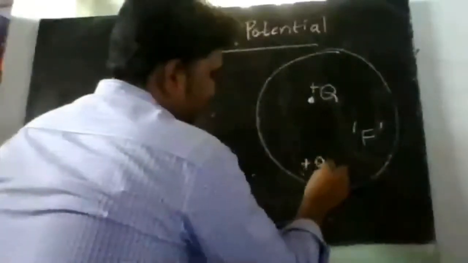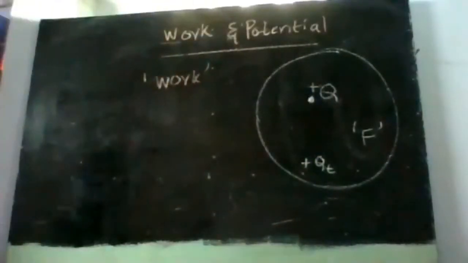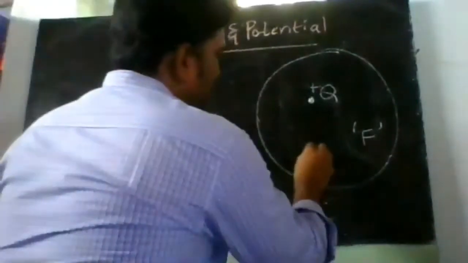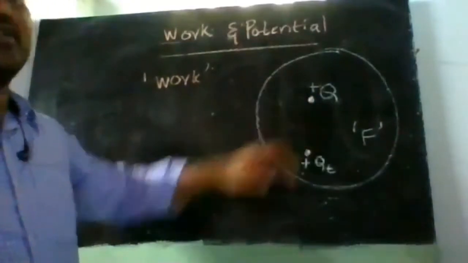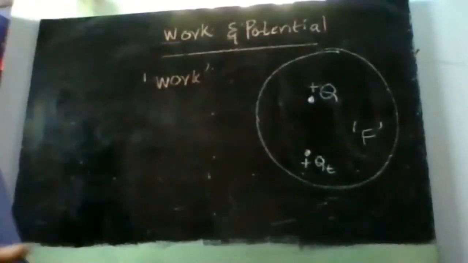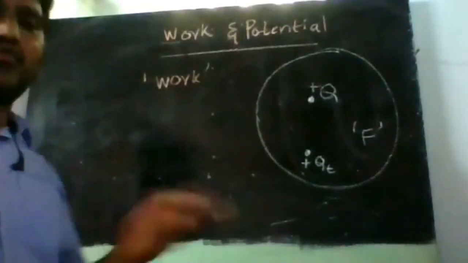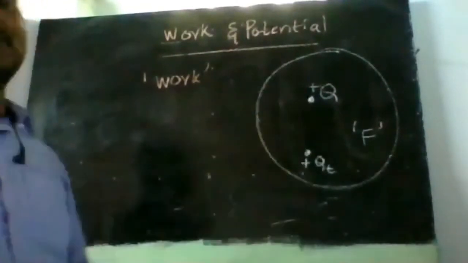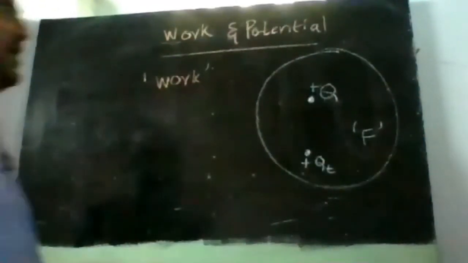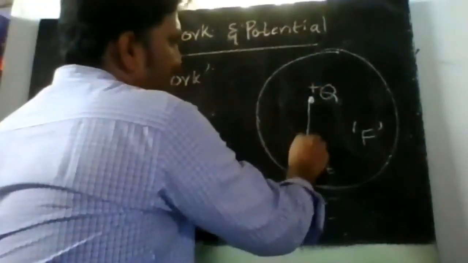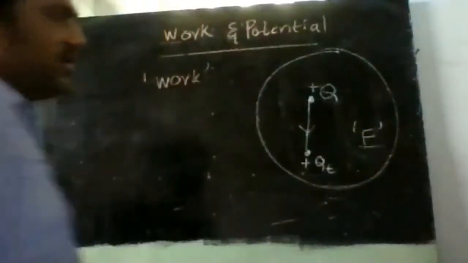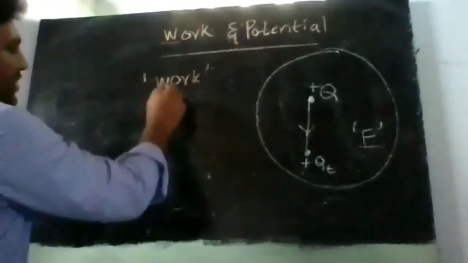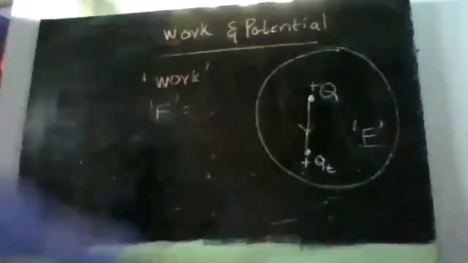Let's say this is a positive charge plus q, and I am taking a test charge qt, which is also positive. Whenever there are two same kinds of charges, positive-positive or negative-negative, there will be a repulsive force. So because of q there will be a repulsive force on qt. The magnitude of that force is given by Coulomb's law, which we already know.